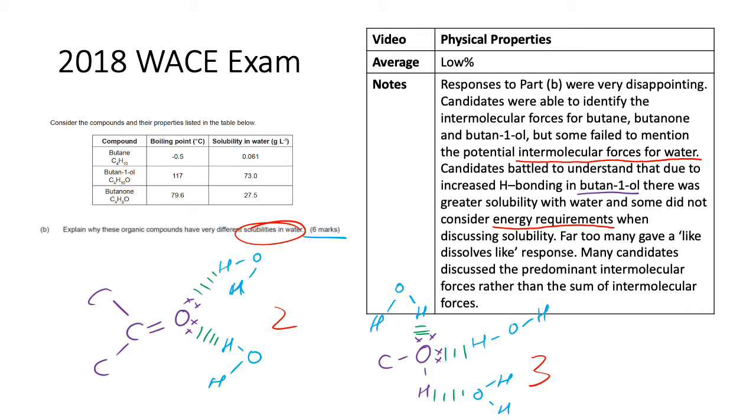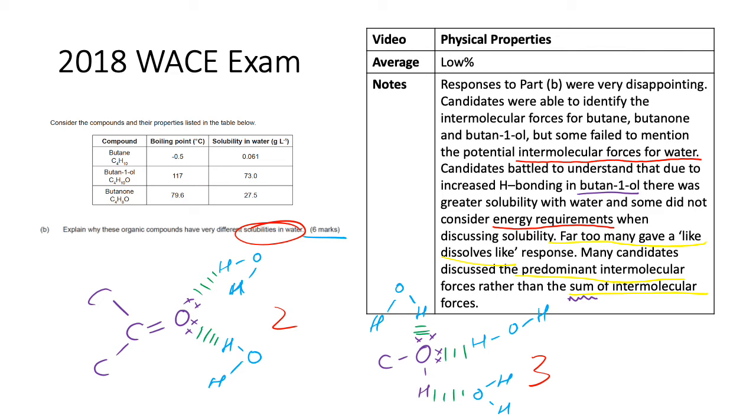Look at this. Far too many candidates gave a 'like dissolves like' response. They suck. All right, that's year 11. We are now in year 12. Got to do better than that. Many candidates discussed the predominant intermolecular forces rather than the sum of intermolecular forces. That's why I always harp on the sum of intermolecular forces. So this is about dispersion, dipole, and hydrogen bonding. Make sure that you are discussing all 3.